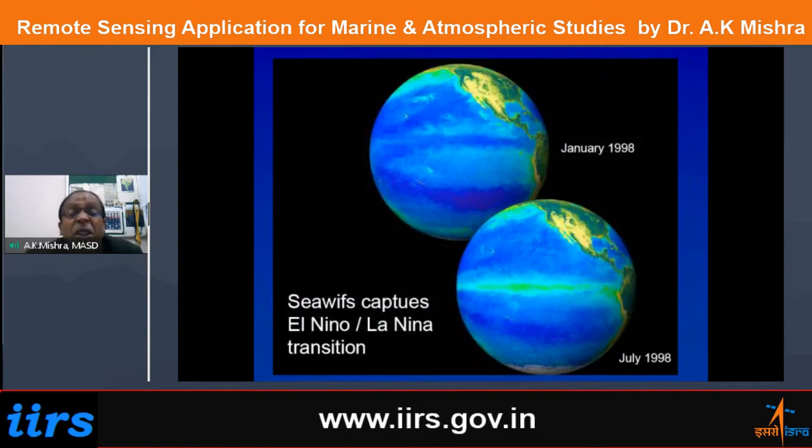So this picture shows you the effect of El Nino and La Nina. In the El Nino condition, the productivity becomes very low, and in La Nina condition, it will be very high. In January 98, you will see El Nino condition, so the productivity is very less. And in the La Nina condition in July 1998, you have very good productivity. So this type of information can be easily inferred from ocean color studies.